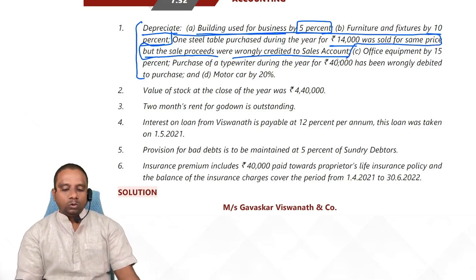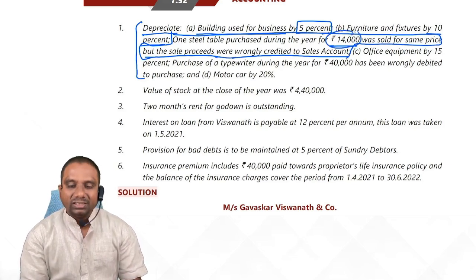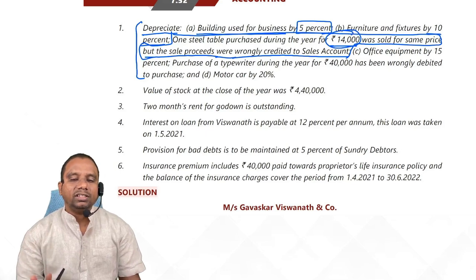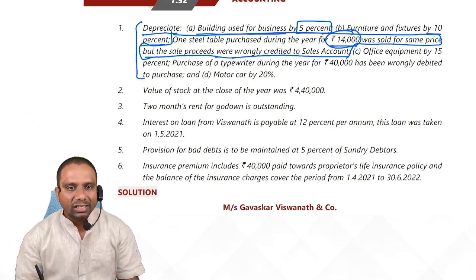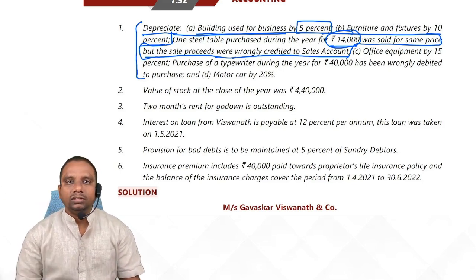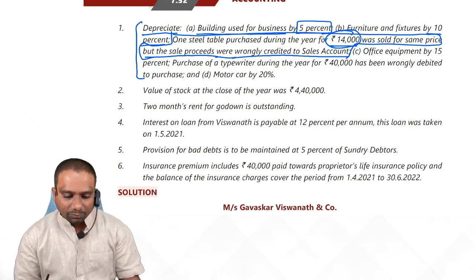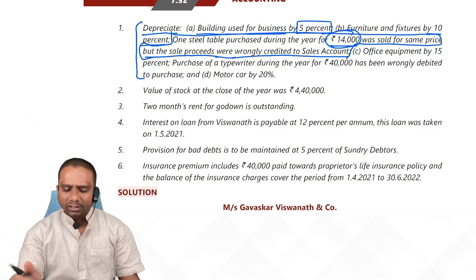Now what we have to do? 14,000 worth of asset we sold, but it is credited to sales account. Now we have to adjust from sales. So deduct 14,000 from sales. Add this 14,000 to what? Furniture sold anyway. So ignore.